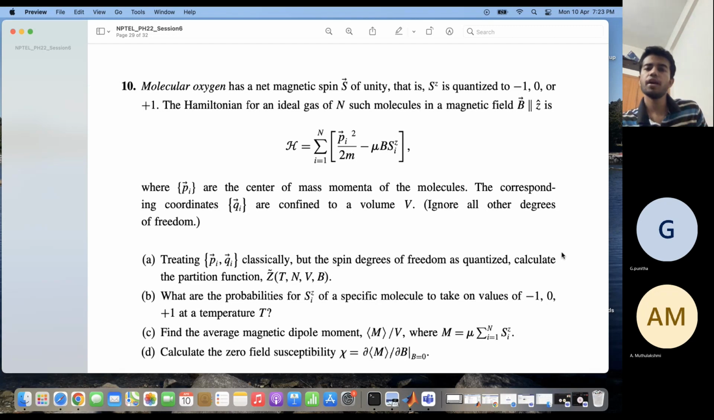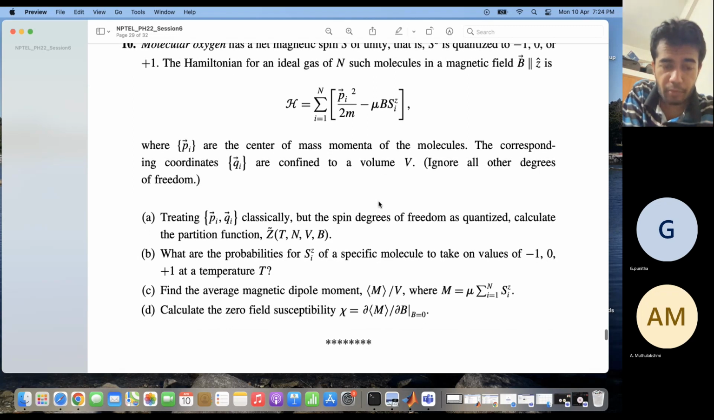plus 1. And the Hamiltonian for an ideal gas of n such molecules in a magnetic field which points in the z direction is given by the summation over i of pi squared by 2m minus mu b Sz i. Because the magnetic field is in the z direction, the spins also point in the z direction. So you see that Sz i can take three values: minus 1, 0, and plus 1.